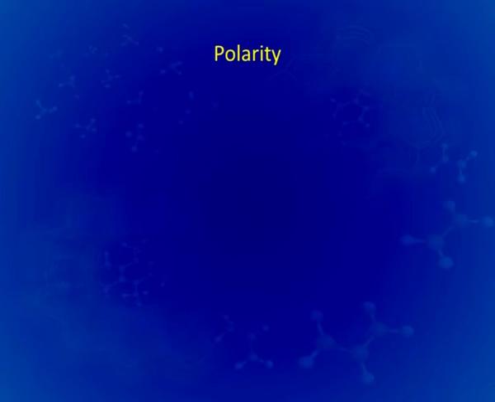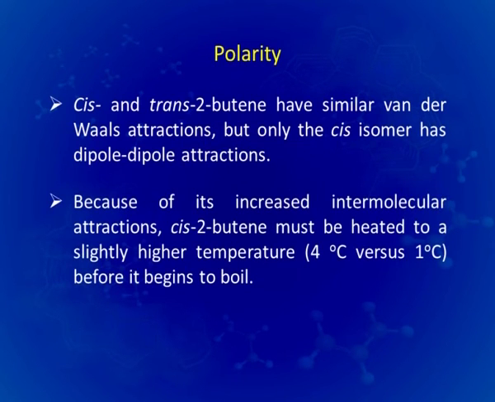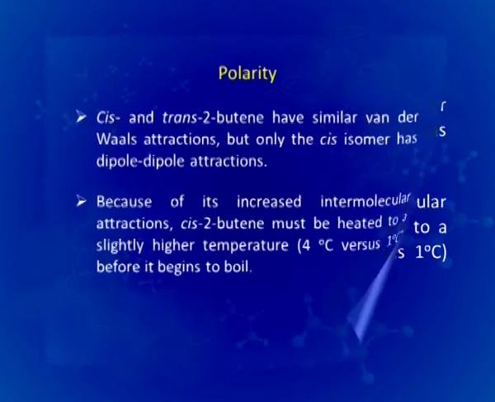Compounds with permanent dipole moments engage in dipole-dipole interaction, while those without permanent dipole moments engage only in van der Waals types of interactions. Cis and trans 2-butenes have similar van der Waals interactions, but only the cis isomer has dipole-dipole attraction, as we have already seen in the figures previously. Because of its increased intermolecular attractions, cis-2-butene must be heated to a slightly higher temperature, say about 4 degrees centigrade versus 1 degree, before it begins to boil.